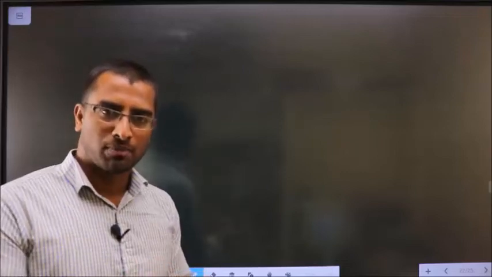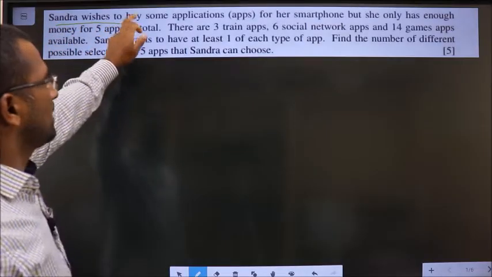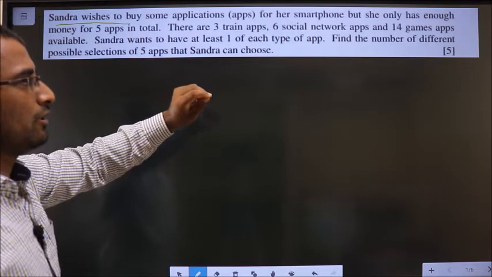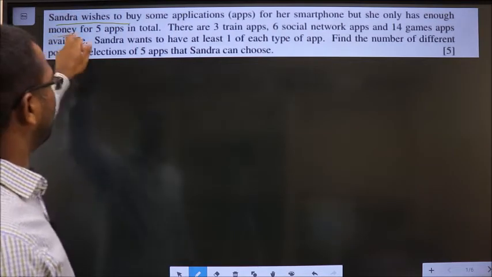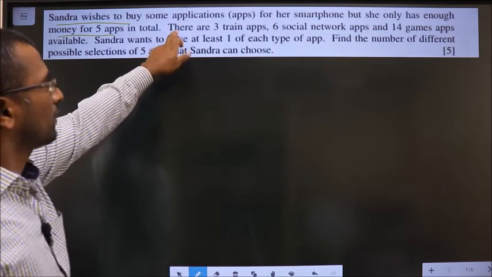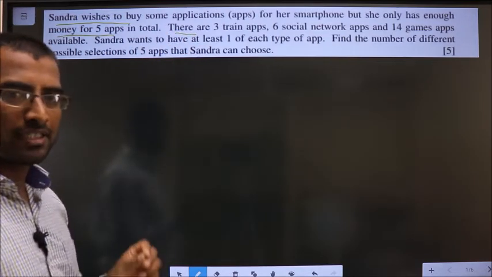Let us do combination sums when "at least" is present in the question. Sandra wishes to buy some applications for her smartphone. She only has enough money for five apps in total. There are 3 train apps. You came across information, write it down.